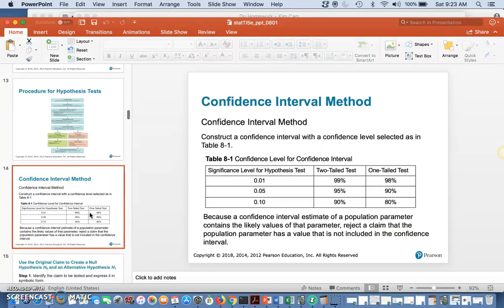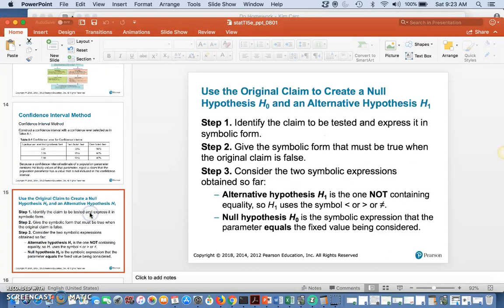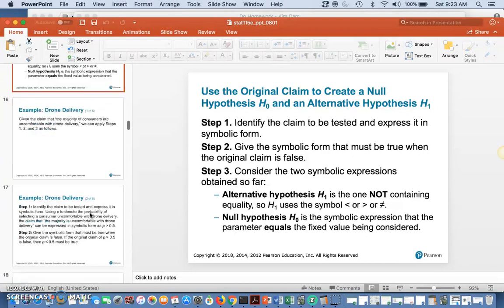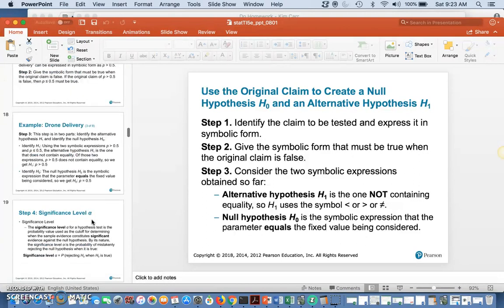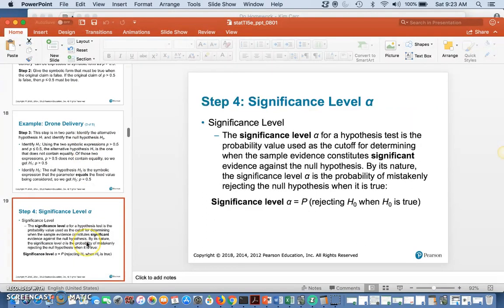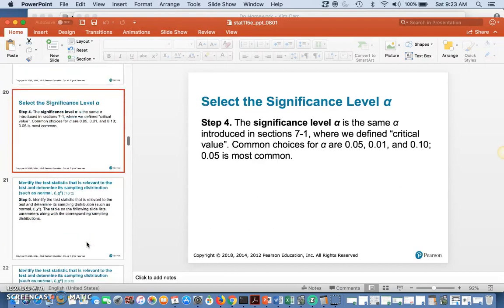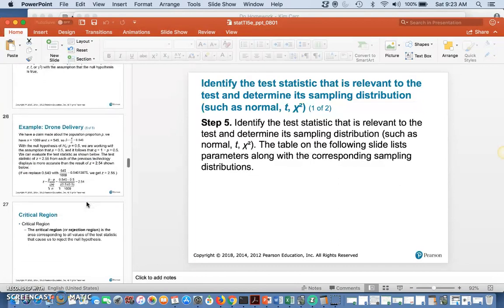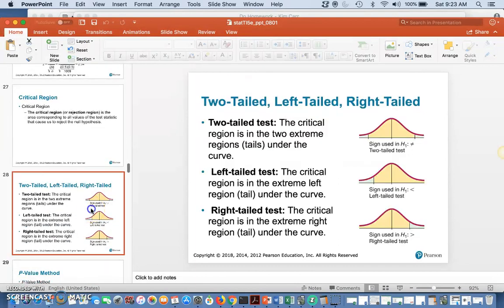Confidence intervals, you've already talked about. Use the claim to create the null hypothesis. There are the steps that are involved. Read through those. There are about 5 steps involved. It's a good idea just to read through this.